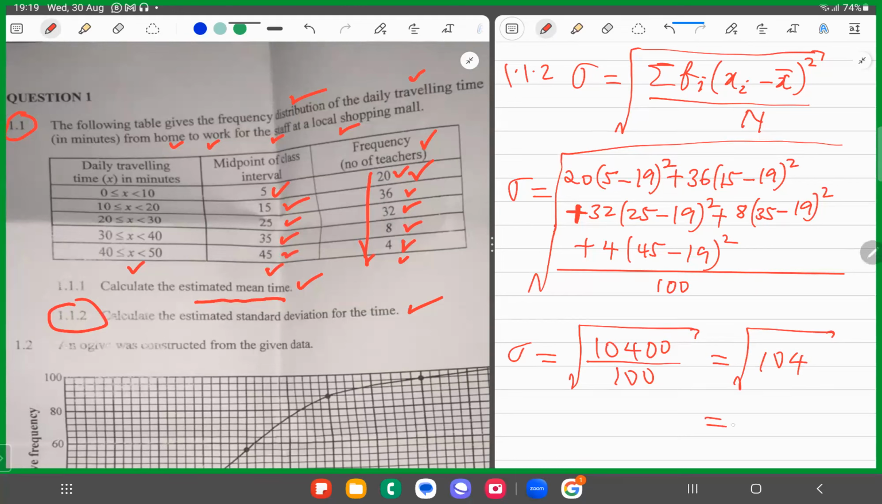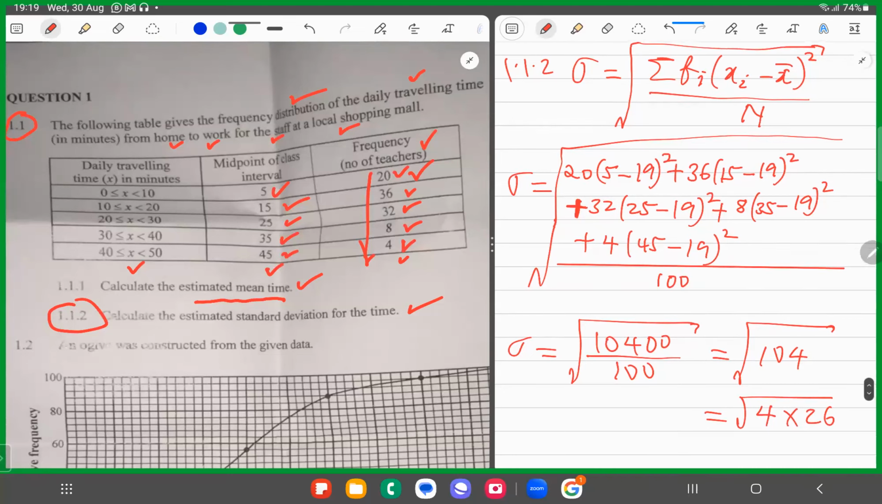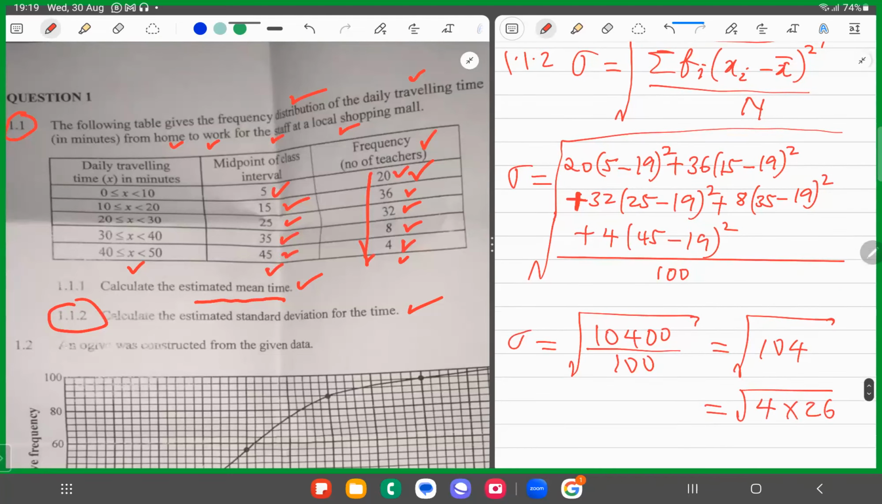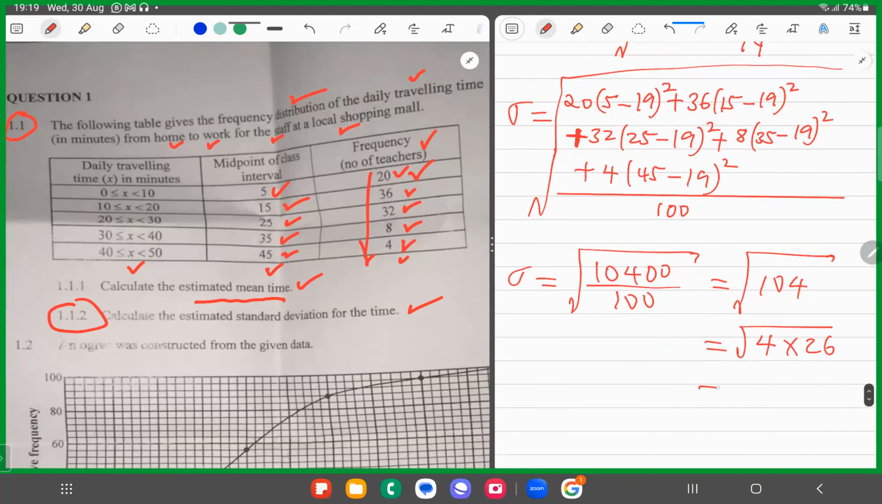The square root of 104 can be seen as follows. It is exactly 4 times 26. And the square root of 4 times 26 can be seen as 2 into the square root of what? The square root of 26. And this is the estimated standard deviation.